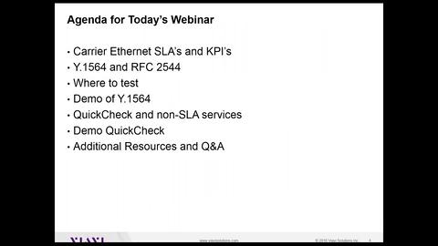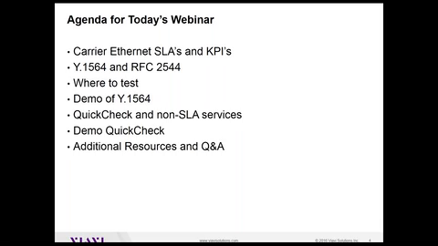So let's talk about the agenda for our webinar today. First of all, we're going to talk about carrier Ethernet services and the SLAs, service level agreements, and KPIs, key performance indicators, that define those services and what the customer's expectations are of their Ethernet service provider. Then we'll talk about Y.1564 and RFC 2544, which are the 2 primary test methodologies used to test carrier Ethernet services for the SLAs and KPIs at layer 2 or layer 3 level.